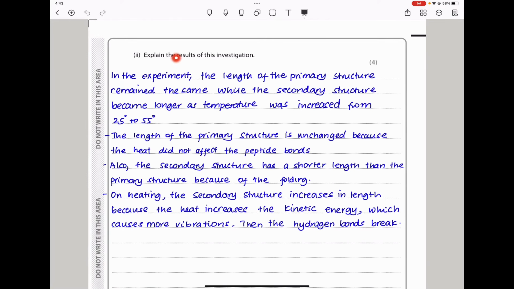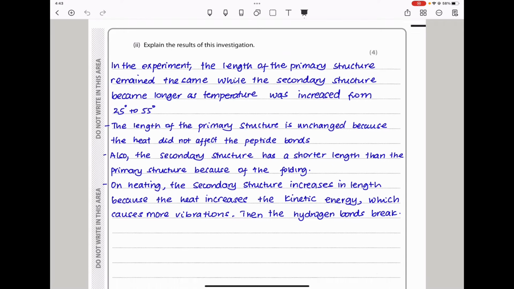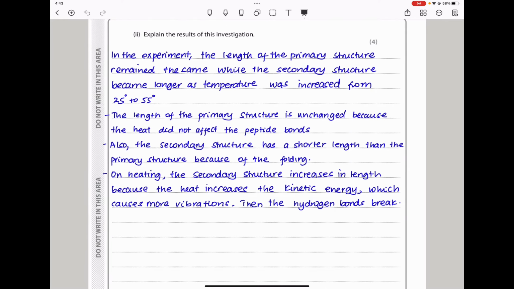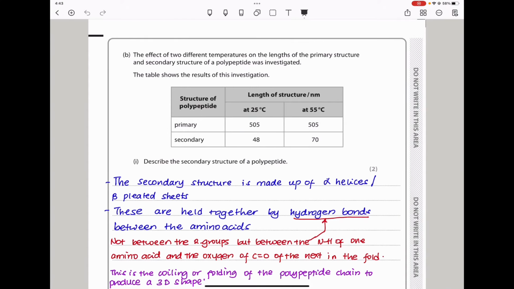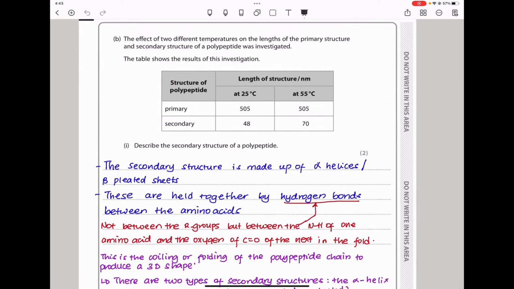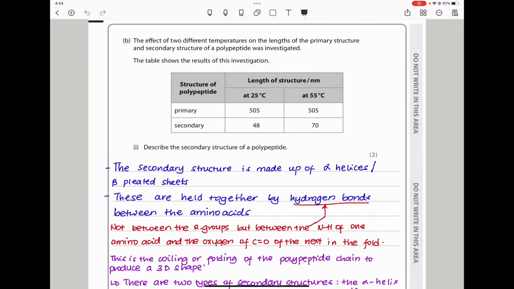Here they say, explain the results of this investigation. I want to take you back to where the investigation was so that we can be able to reason these results, knowing what we are thinking about. The results are here in the table. Since I have showed you this structure here, you can see the secondary structure of the amino acid is folded or coiled. It means heating to a higher temperature is going to break those hydrogen bonds, making the structure straighten out a little bit more.